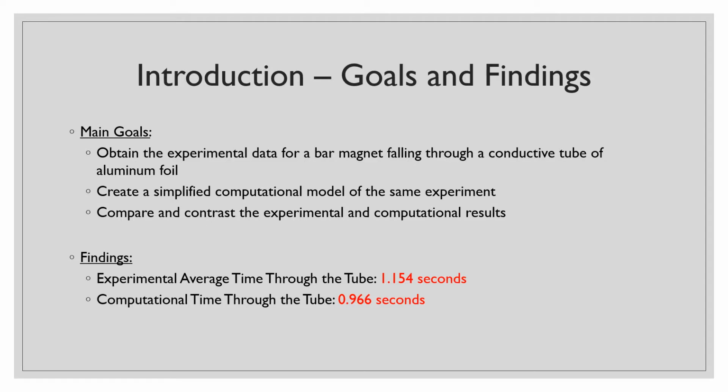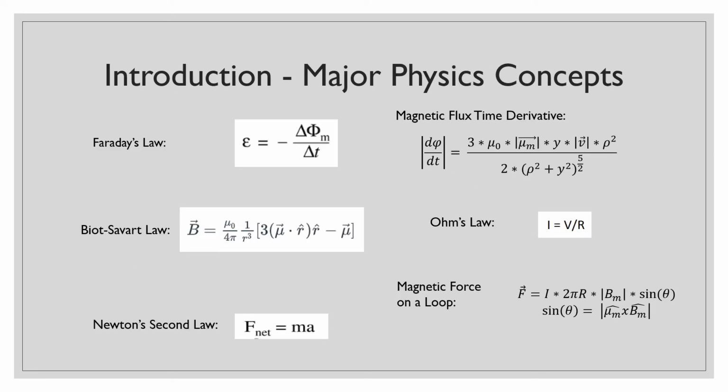The main goals of this lab are to obtain the experimental data for a bar magnet falling through a conductive tube of aluminum foil, create a simplified computational model of the same experiment, and compare and contrast the experimental and computational results. The findings of this lab were that the experimental average time through the tube was 1.154 seconds, and the computational time through the tube was 0.966 seconds.